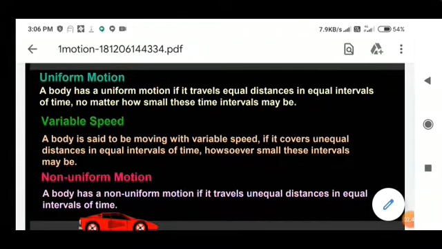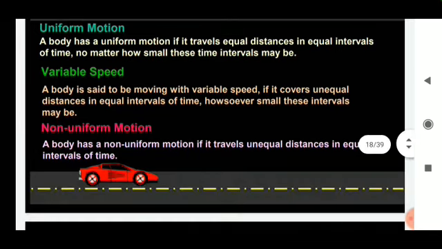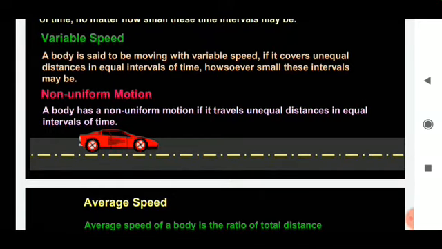Let me see here, children. Uniform motion: a body has uniform motion if it travels equal distances in equal intervals of time, no matter how small these time intervals may be. Now, non-uniform motion: a body has non-uniform motion if it travels unequal distances in equal intervals of time. That is known as non-uniform motion.